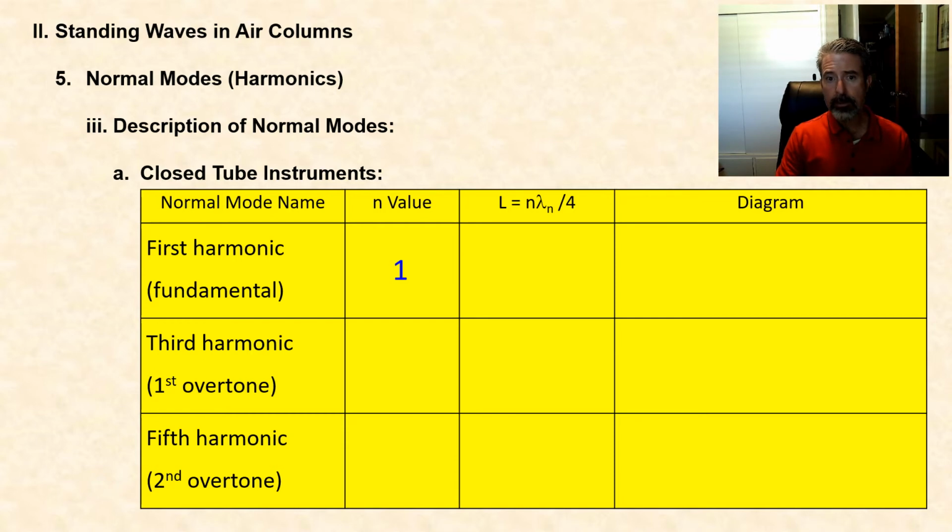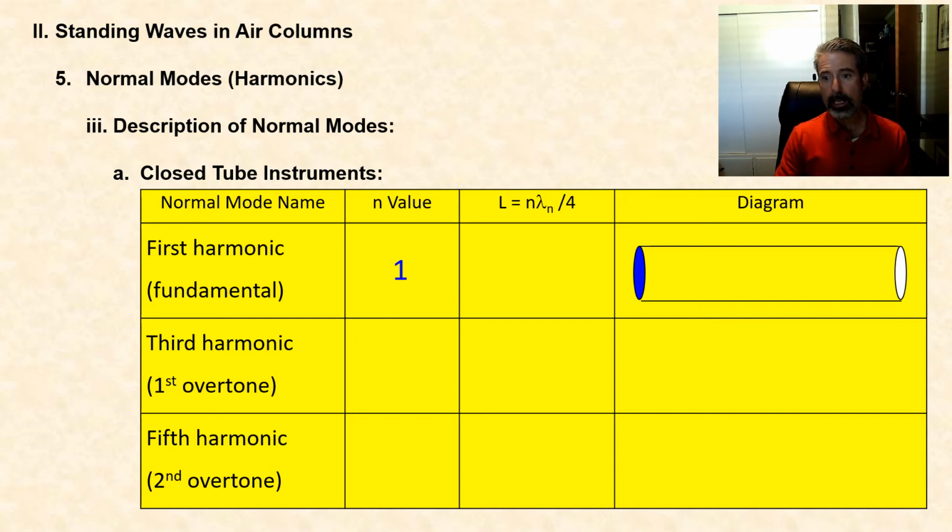So for the end of the tube that is closed, the molecules of air are not free to move there, in which case we must have a displacement node. There's got to be a displacement node at the end that is closed. But for the open end of the pipe, this must correspond to a displacement antinode, just like we talked about for the case of the pipe that was open at both ends.